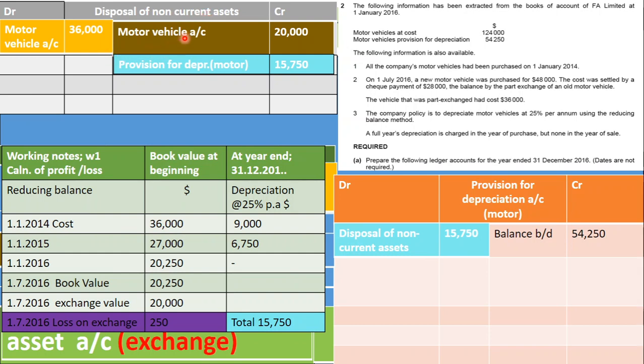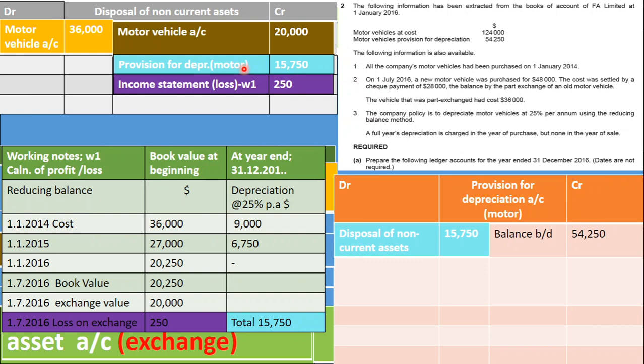So back to our disposal of non-current assets. The reasons for reduction were one, exchange, and the other, depreciation. Now the third is loss. Loss also reduces the value of assets, so we are going to record loss here. This is the loss, 250. You write income statement because the loss is recorded in the income statement later on. Working note 1, put 250. So now the disposal of non-current asset is complete.